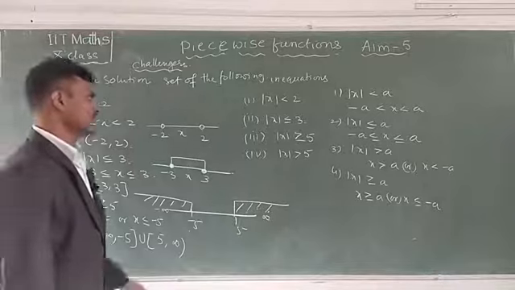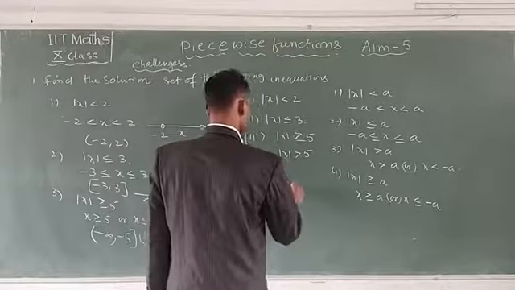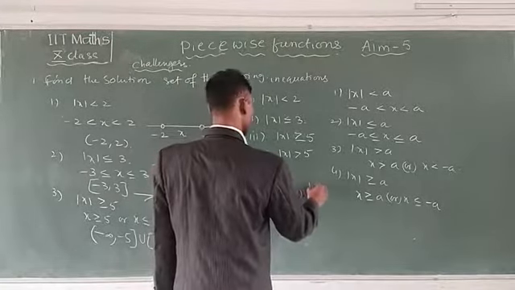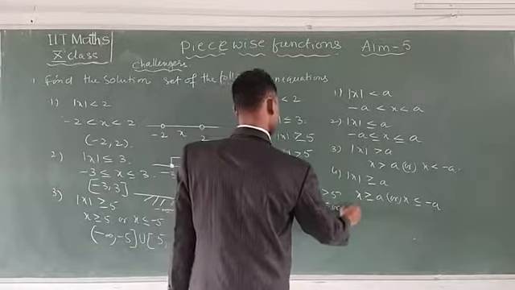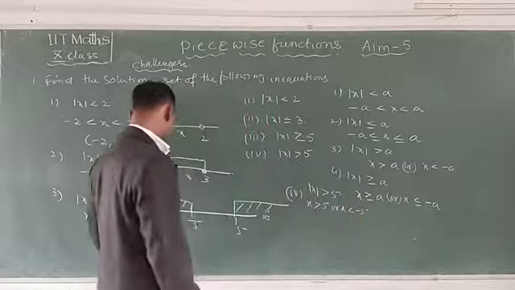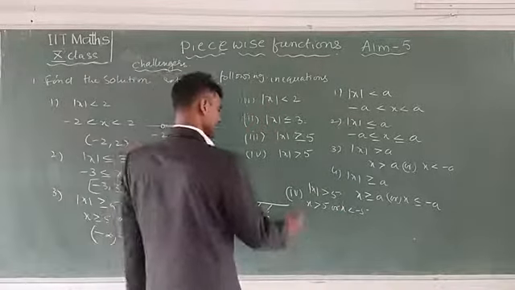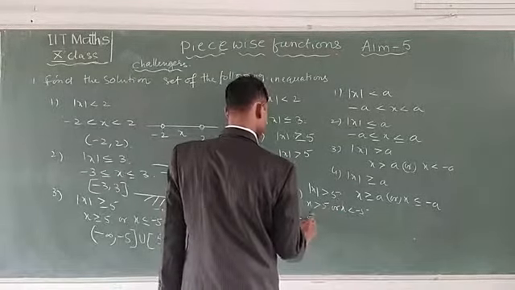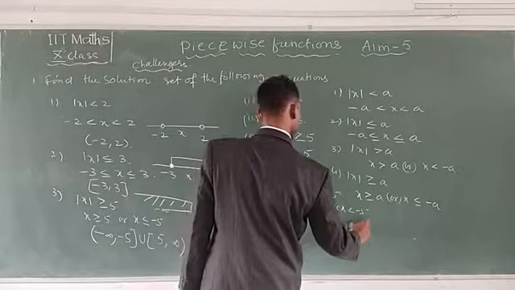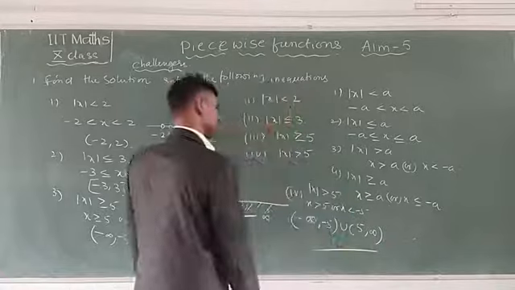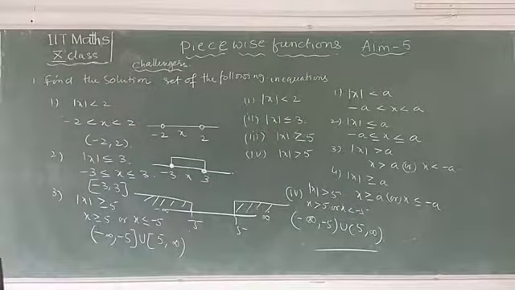The next one is also the same. Fourth one, modulus of x is greater than 5, so x is greater than 5 or x is less than minus 5. This is also represented like this: minus infinity to minus 5 open interval, union 5 to plus infinity. Okay, note down this one.